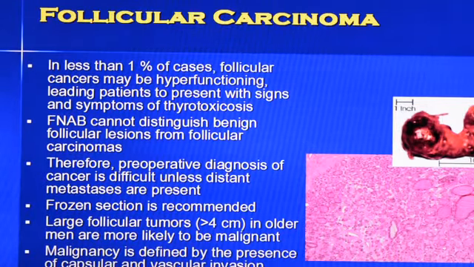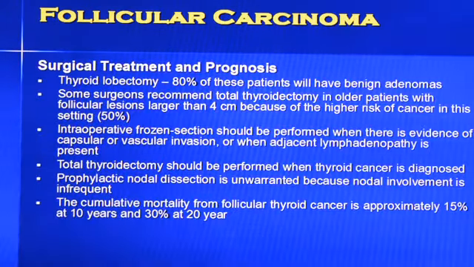Sometimes large follicular tumors in older men are more likely to be malignant. Malignancy is defined as the presence of capsular invasion and vascular invasion. Take note, malignancy is defined by the presence of capsular invasion and vascular invasion. In the absence of these two, these are only considered follicular tumors. Surgical treatment, of course, is thyroidectomy: lobectomy for benign, and total thyroidectomy for malignant.